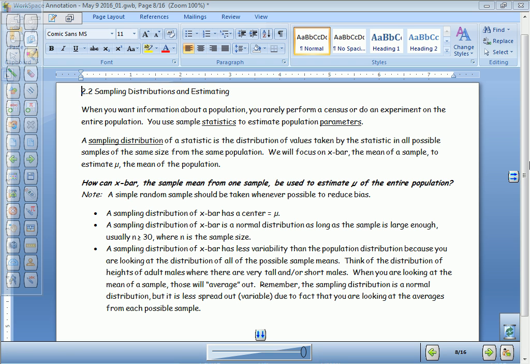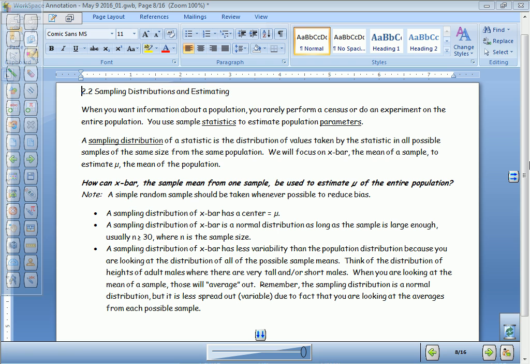Our question is, how can X bar, the sample mean from one sample, be used to estimate the mean of an entire population? Well, we're hoping that the sample was a simple random sample. That's always best whenever possible to help us reduce bias. What we're looking for with a sampling distribution of X bar is that it has a center at the mean.